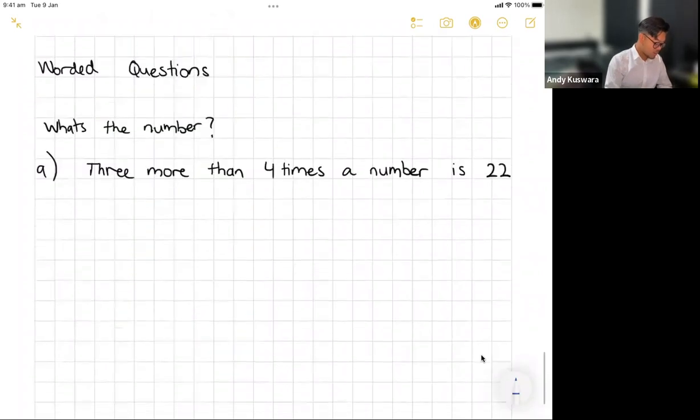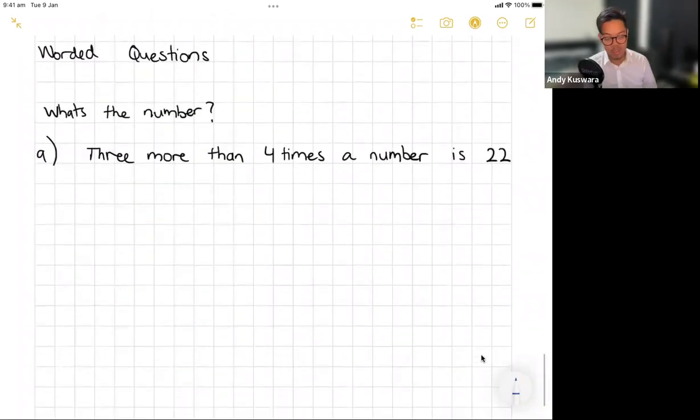Now, do I have one more? Oh, okay. This is the last one. Slightly more challenging, but I do want to show you how to do it. You will have worded questions, and the hardest part is changing a worded question into an equation, but let me show you how we do this. So we're trying to find what the number is. 3 more than 4 times a number is 22.